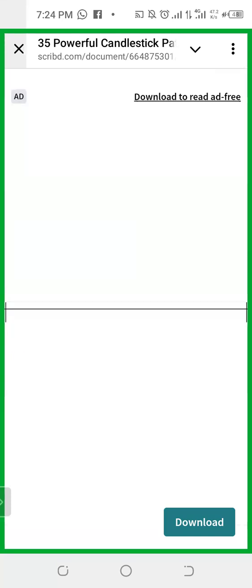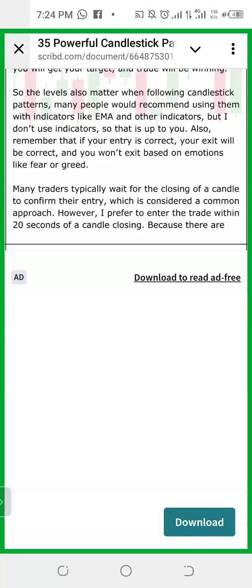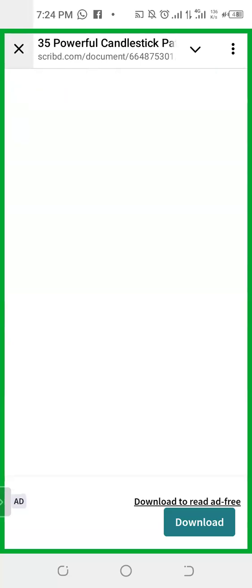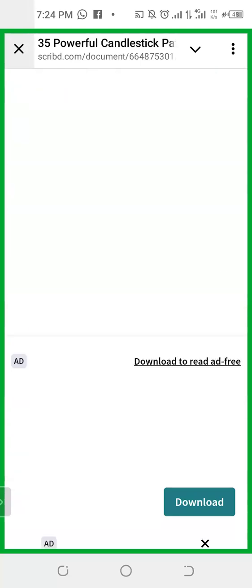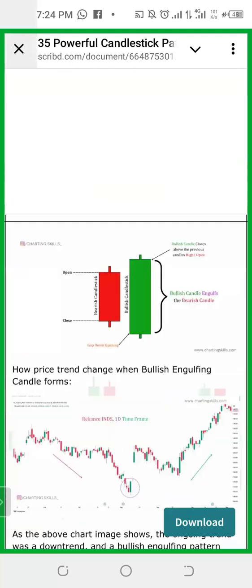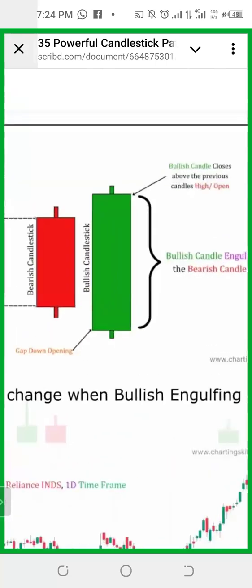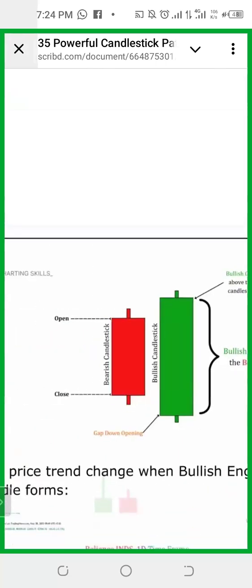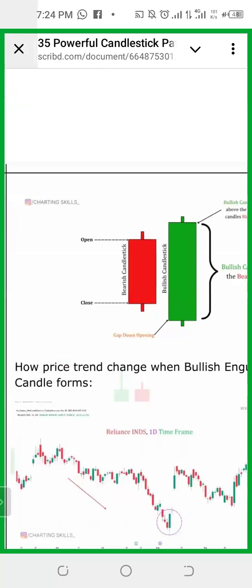So last week we talked about the bullish engulfing pattern. It's a pattern that forms at the end of a downtrend. This is it. It's two candles that form at the end of a downtrend.